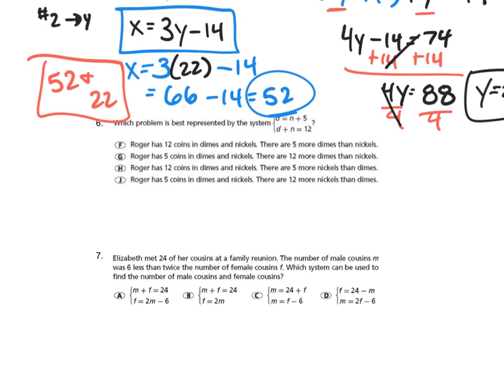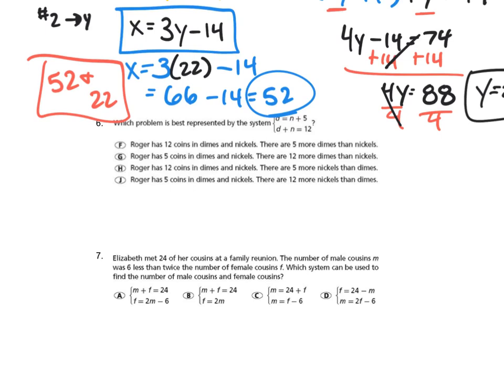And then the last one, J, Roger has 5 dimes and nickels. There are 12 more nickels than dimes. Looking at that, the first thing I see in all these is the equation D plus N equals 12. That means the number of dimes plus the number of nickels has to equal 12. When the two variables are added together, it gets you your total number.